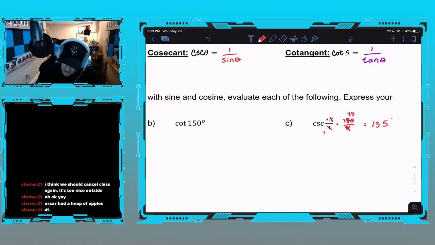So I have 135 degrees. So now I can actually solve this out. This is cosecant of 135.